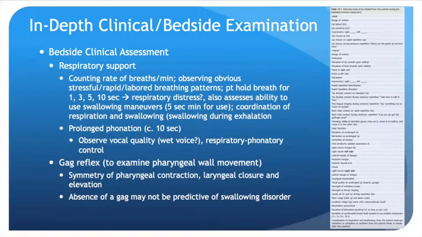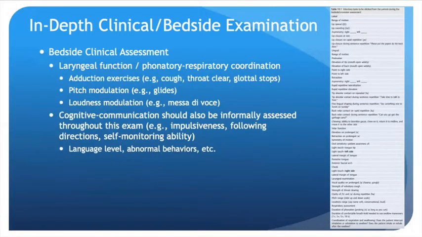You might look at their prolonged phonation and observe whether or not there is a wet or gurgly voice quality. This also examines respiratory phonatory control. You can look at the presence or absence of a gag reflex to examine the pharyngeal wall movement. You might look at the symmetry of the pharyngeal contraction, their laryngeal closure, and the elevation of the larynx that occurs during the gag or during a swallow also. It is of note to point out that the absence of a gag reflex may not be predictive of a swallowing disorder.